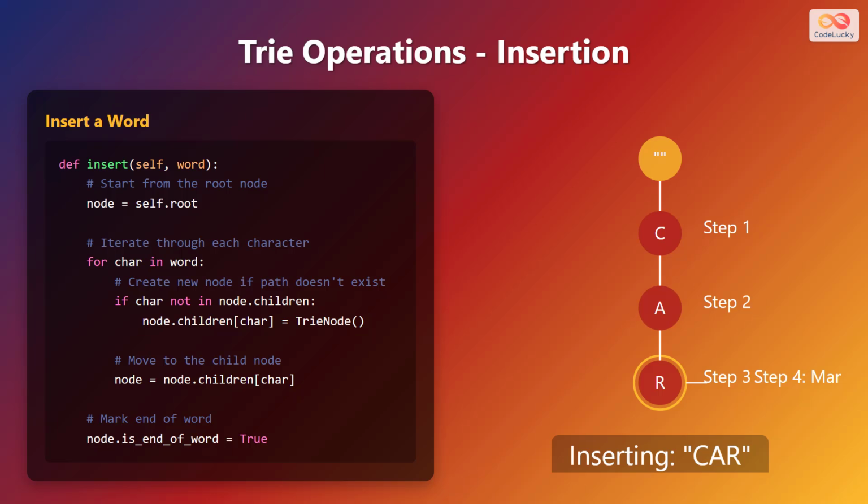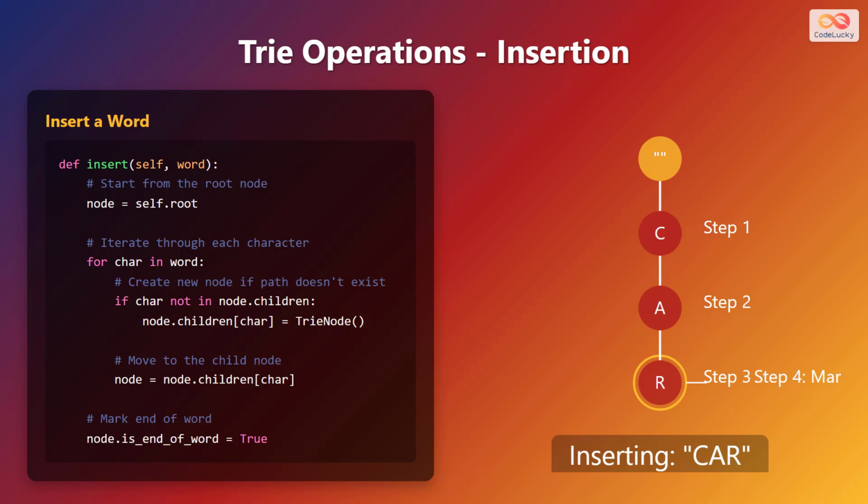Here's how to insert a word into a trie. Starting from the root node, iterate through each character in the word. For each character, check if a corresponding child node exists. If a child node doesn't exist, create a new node. Move to the child node. Finally, mark the last node as the end of the word.